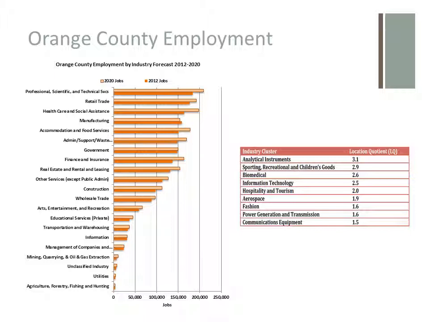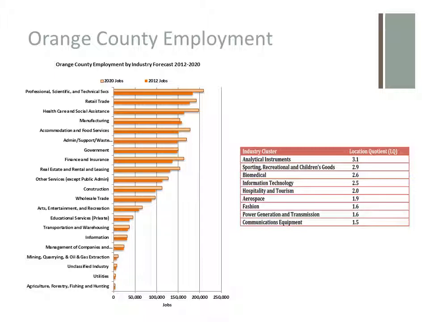We looked at Orange County employment first. The left chart shows employment by industry with a forecast. So the dark orange bars are 2012, the lighter orange bars are 2020. The highest numbers of employees are within professional, scientific, and technical services, followed by retail trade, healthcare, etc.